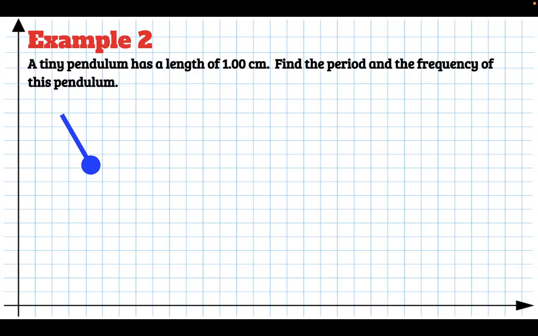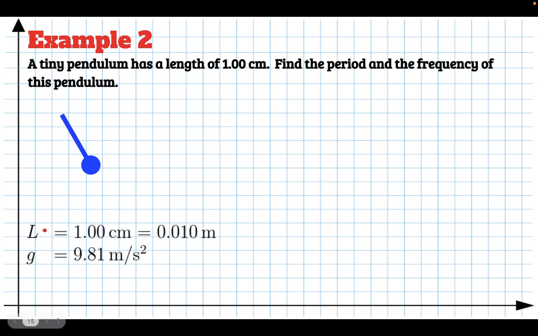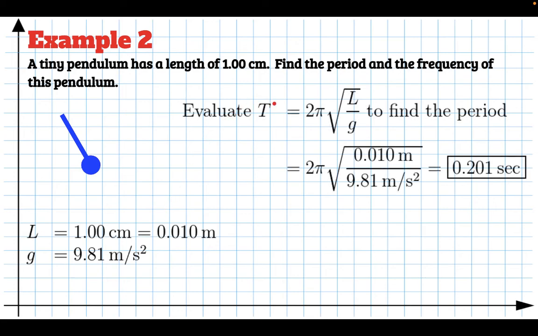So here's an example of how we might use that. We have a tiny little pendulum, and it's 1 centimeter long. We want to know what is the period and the frequency of this pendulum. So we've got a diagram. We write down what we know. We know the length. We know g because we're on Earth. And the length is in centimeters, so we divide by 100 to get meters. We've got to make sure we do the conversion. We're going to plug in those numbers, 2 pi square root of L over g, to find the period. That tells us T, the period, which turns out to be 0.201 seconds.